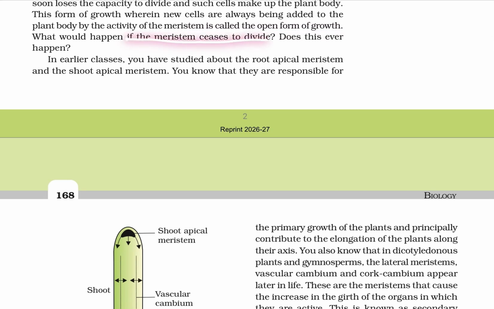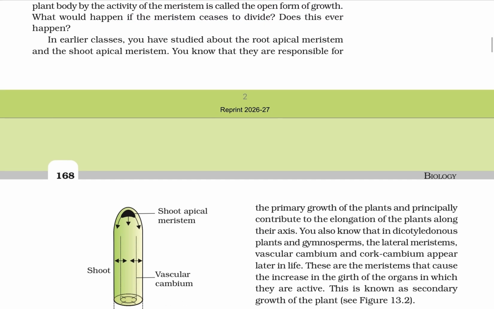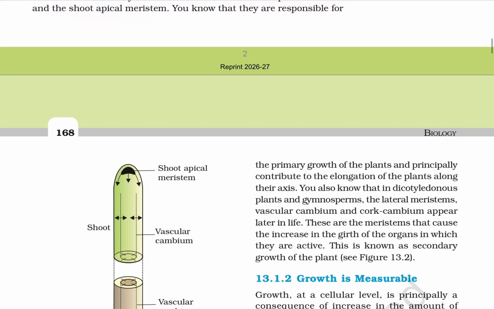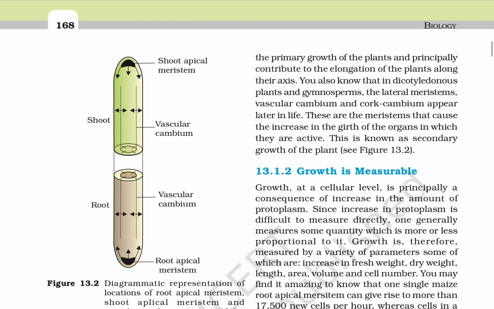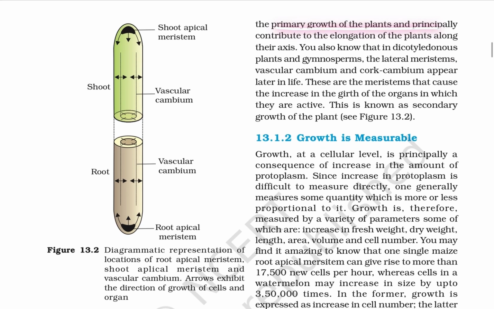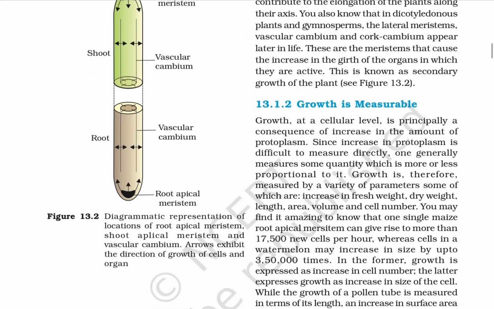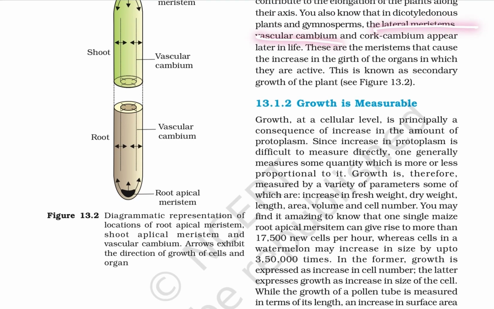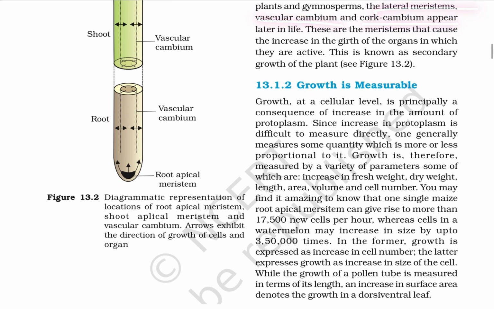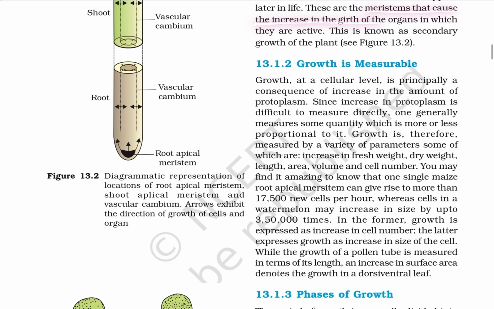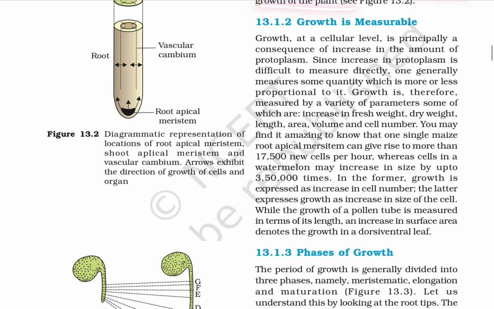What would happen if a meristem ceases to divide? Does this ever happen? In the earlier classes, you have studied the root apical meristem and shoot apical meristem. They are responsible for the primary growth of a plant, and principally contribute to the elongation of the plants along their axis. You know that in dicotyledonous plants and gymnosperms, the lateral meristems, the vascular cambium and the cork cambium, appear later in life. These are the meristems that cause an increase in the girth of the organ in which they are active. This is known as secondary growth of the plant.